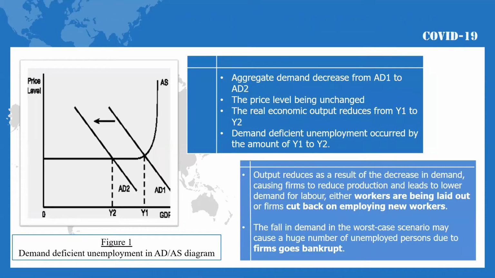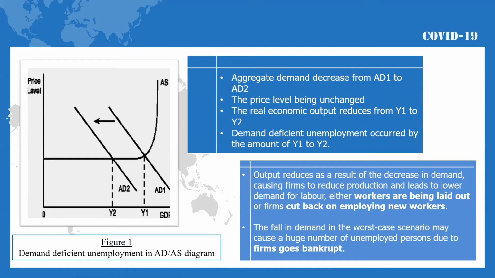As shown in Figure 1, when aggregate demand decreases from D1 to D2, where the price level is unchanged, the GDP as a result will reduce from Y1 to Y2. The demand deficient unemployment occurs between the movement of Y1 to Y2. As a result of the output decrease, the firm will decide to reduce production and require fewer workers, and this leads to lower labor demand. So either workers will be laid off or firms cut back on employing new workers.